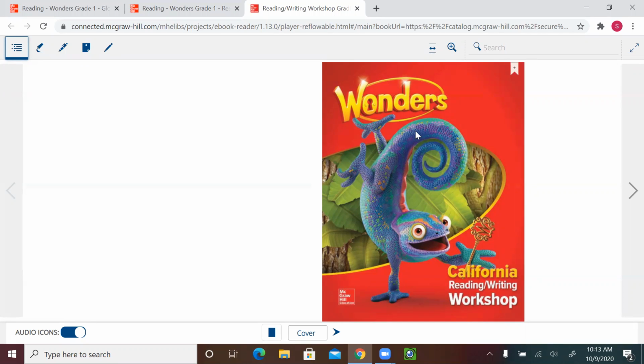Today we are going to start a new unit, Unit 2. This is a new book we will be using for 5 weeks. This is the reading and writing workshop book. So let's start.